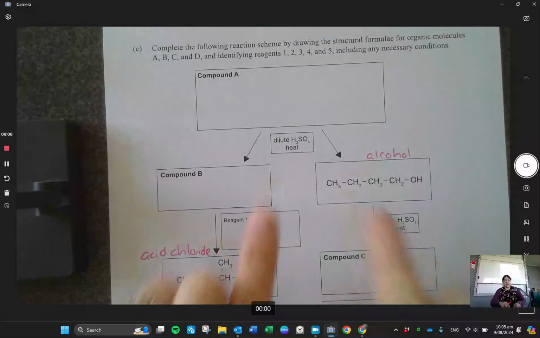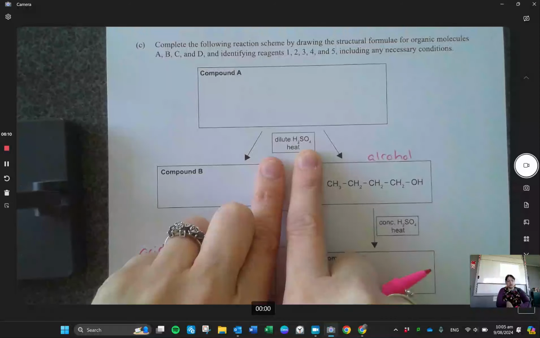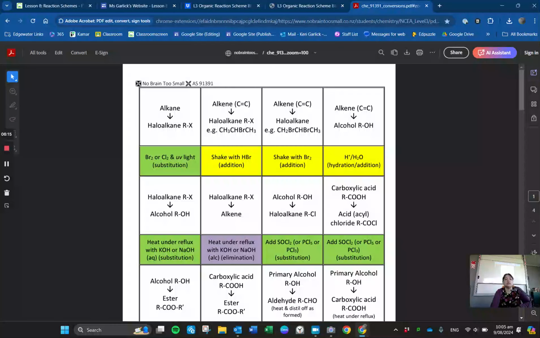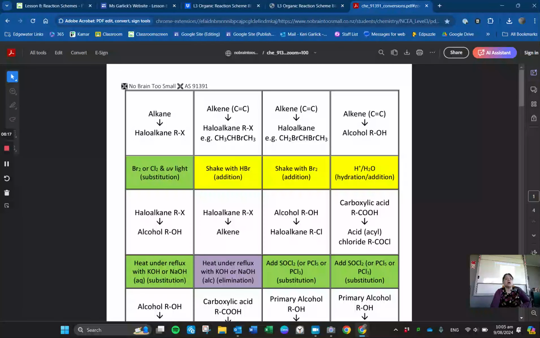I also see here it says dilute sulfuric acid. The other thing you can see when it's called dilute sulfuric acid is that you are basically just dealing with hydrogen ions and H2O. That is just acid mixed into water, so that is dilute. So when I look at this card here, it says you're going from an alkene to an alcohol. You see how I got that answer?